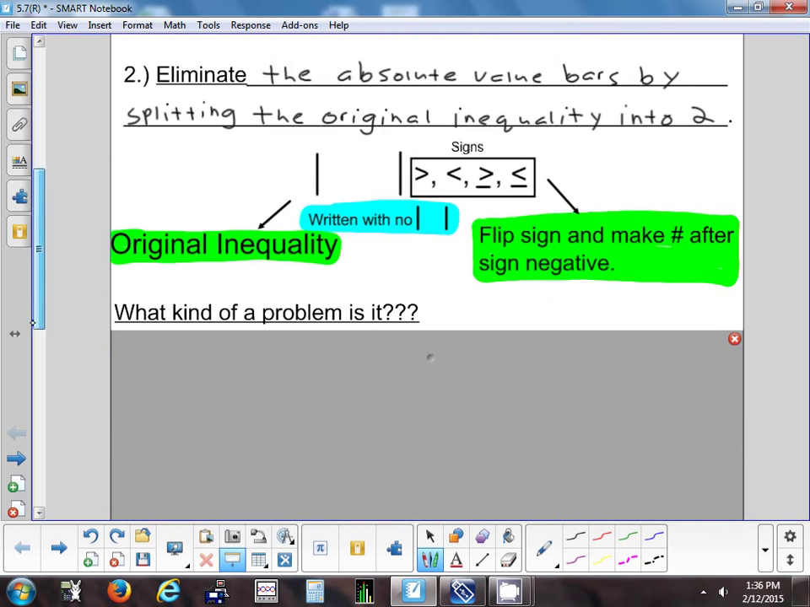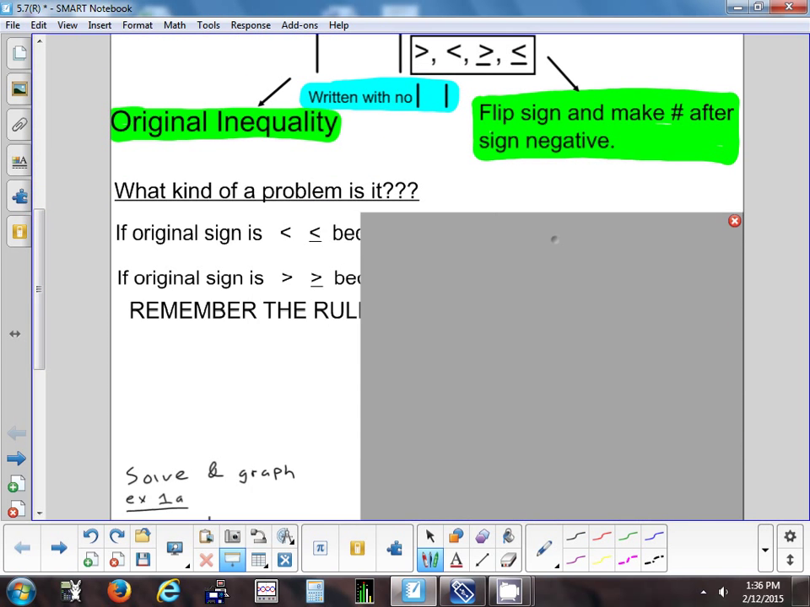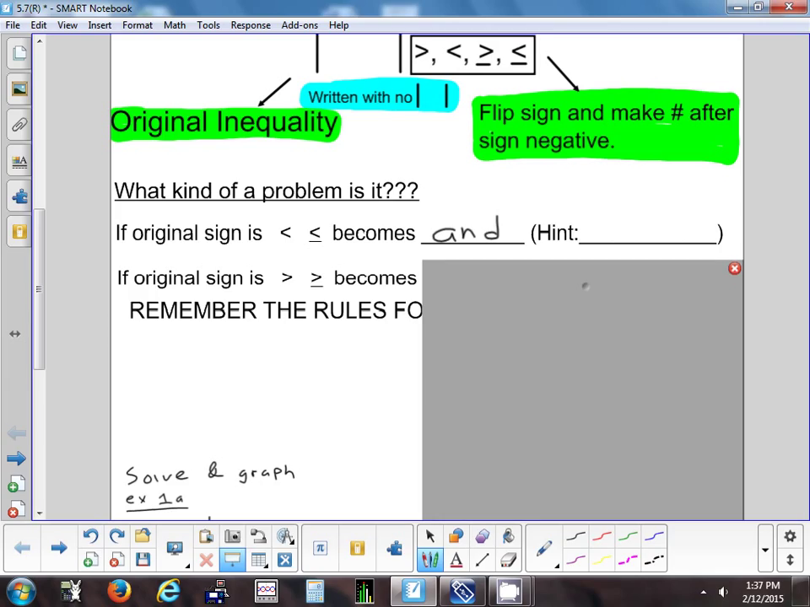Right? So we're going to teach you how you can figure out. We talked about those things as conjunctions and disjunctions. You don't have to know what it is. Just know if you see this type of sign in the original problem, it's going to become this. And we're going to talk about that right now. In the original problem, the very first thing that's written on the paper, before you even do anything to it, if the original sign is a less than or equal to, that's an and.